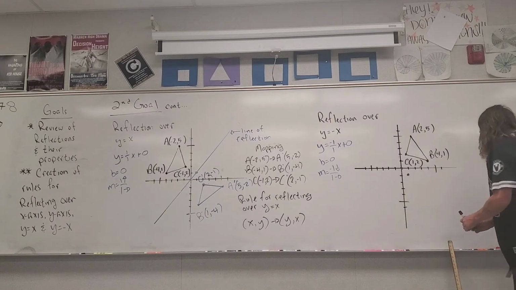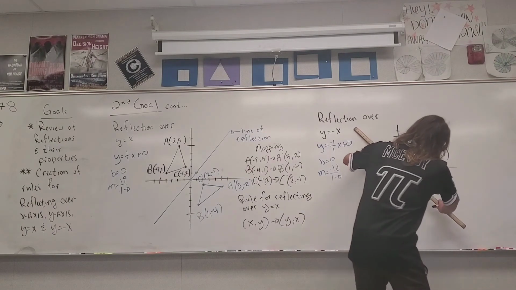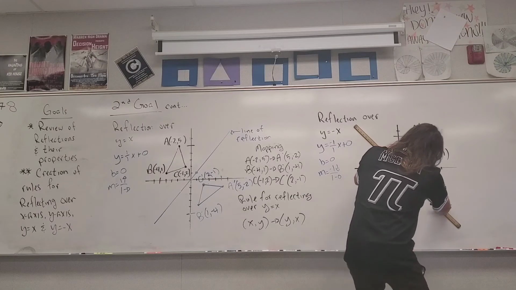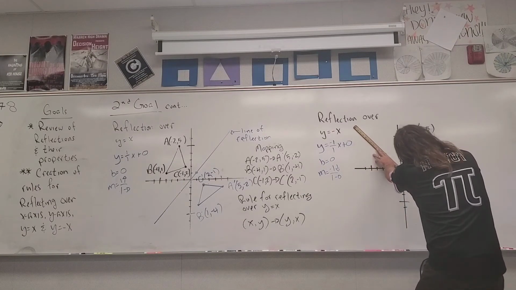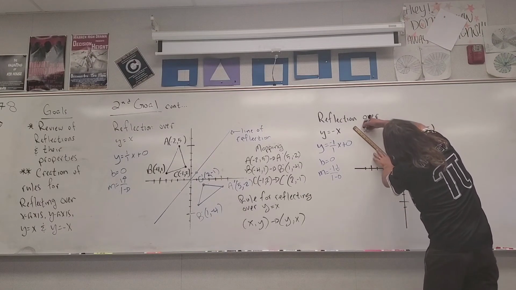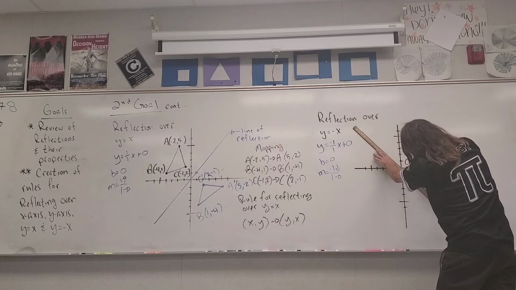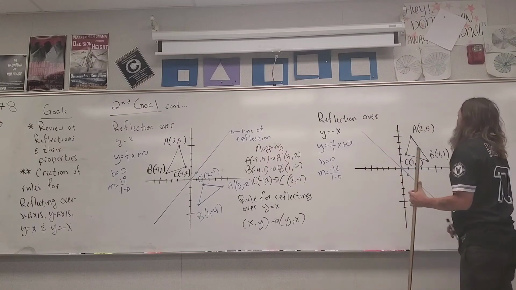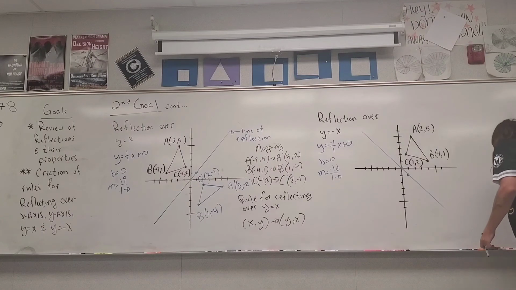And I've been blocking the board a bunch on this one. I apologize for this lesson. It's a little harder to teach this without having you guys here working on it with me. All right, there's my line of reflection. Let's make sure we note that. This is the line of reflection. Let me move this so I don't trip over it.